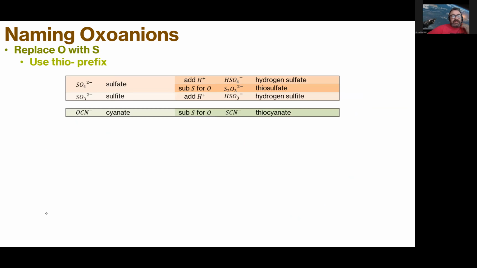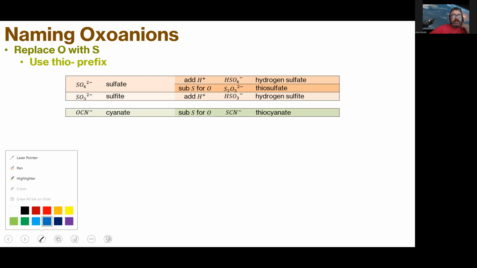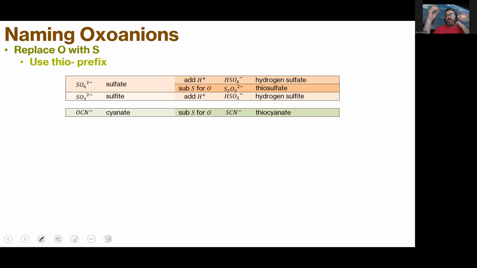Another one, this is slightly less known, but if you replace an oxygen on the original anion with sulfur, you can add the prefix thio to it. So if we take sulfate, which is SO4 2 minus, and substitute in an oxygen with a sulfur, you get thiosulfate. This is literally the same color as that. That's funny.